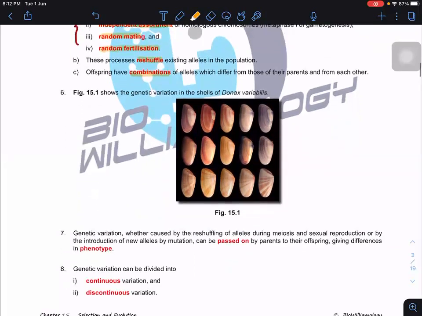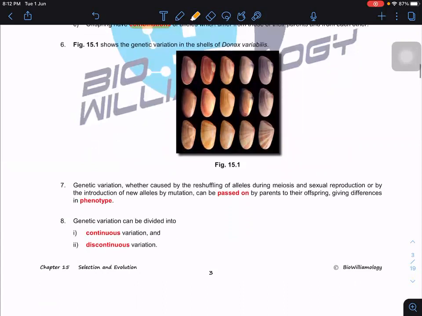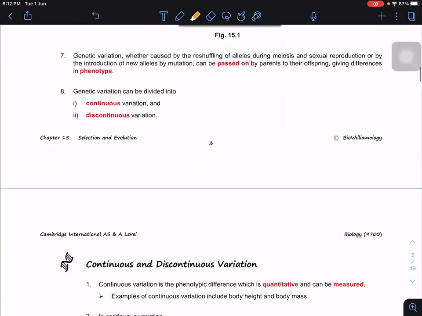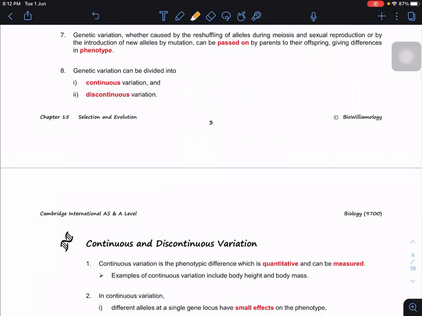So genetic variation, you can see that in the shells, okay, different color, but they belong to the same species. Genetic variations, whether caused by reshuffling of alleles or introduced, this allele can be passed on by the parents and give a different phenotype in the offspring, or the children here.